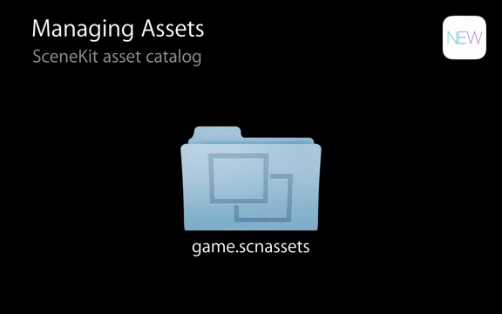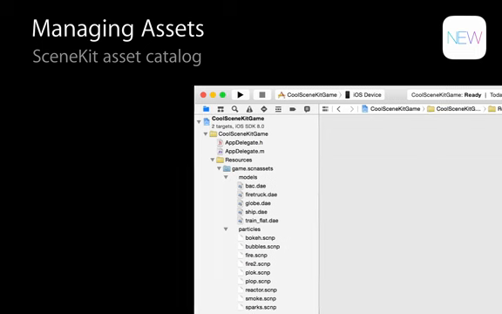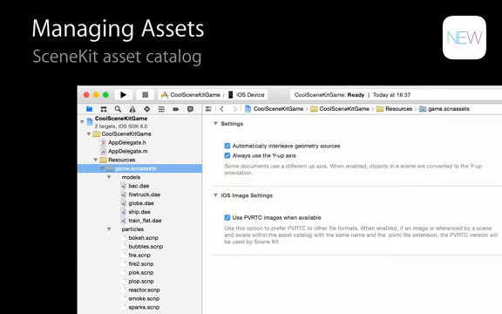The way you add 3D assets to your game is via SceneKit asset catalogs. SceneKit asset catalogs are a new feature in Xcode 6, and they allow you to organize and optimize your 3D assets. The structure of SceneKit asset catalogs is preserved when they are copied into your target. Also, they automatically track files that are added to them or removed from them on disk. They are really convenient because they can optimize your 3D assets for you.